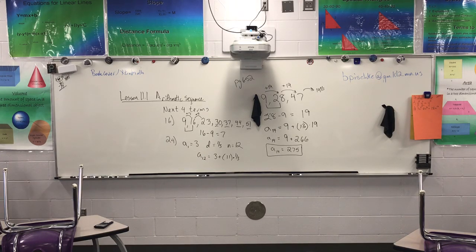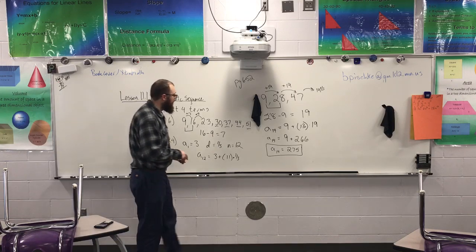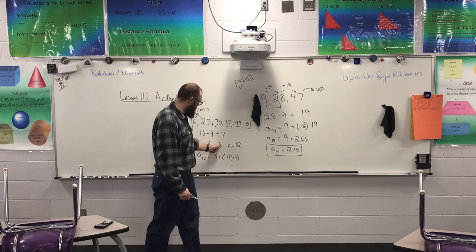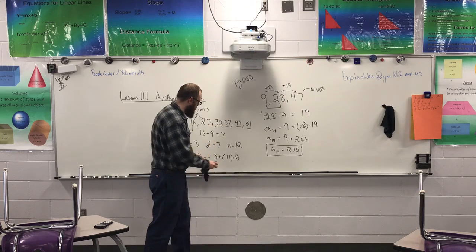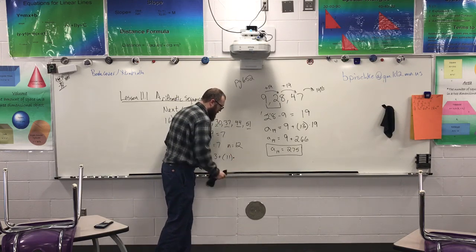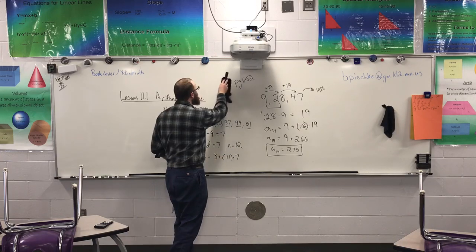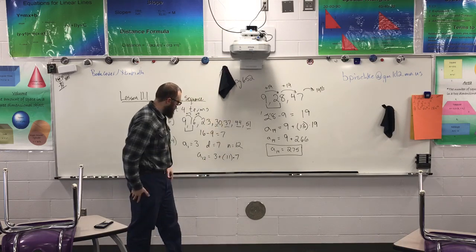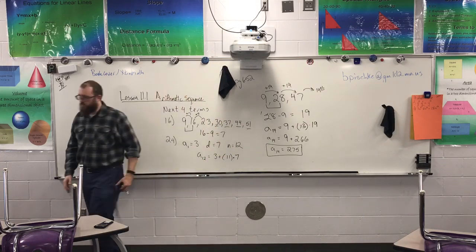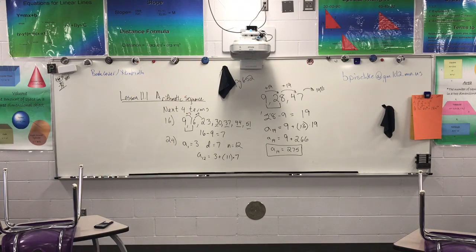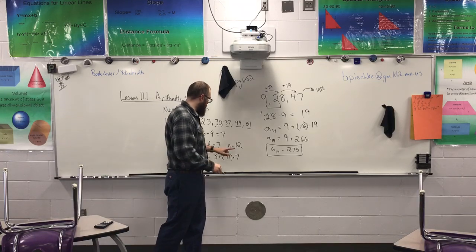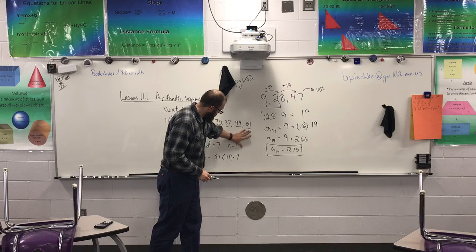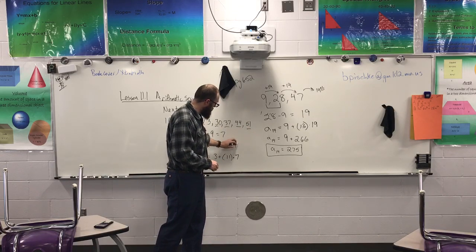Oh, D is actually 7 on this one. Let's get that fixed up. I have it written wrong. So A1 is 3, D is 7, and N is 14. I mixed two problems together. Sorry about that.